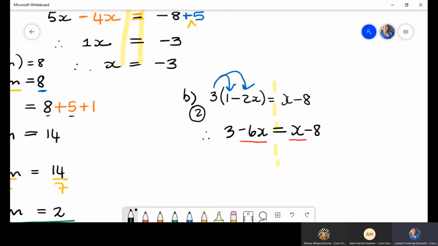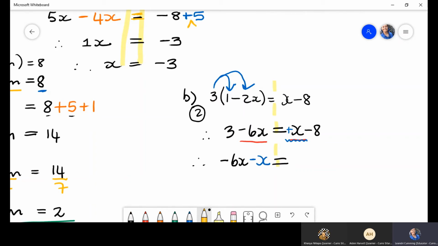So I'm going to work with my negatives. I don't mind working with negatives. You should become comfortable with that. But because this one is moving over, this is a plus x right here, but we're moving it across the equal sign, so it becomes negative x. Remember, that's 1x, okay?